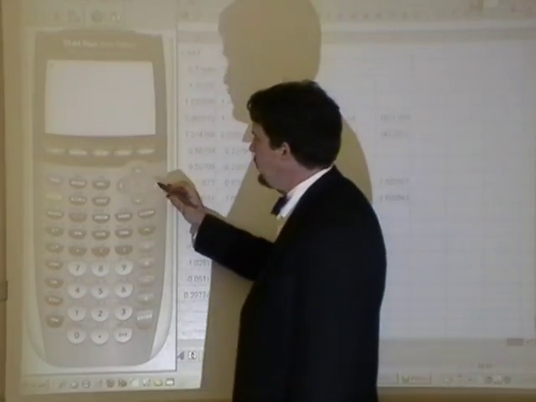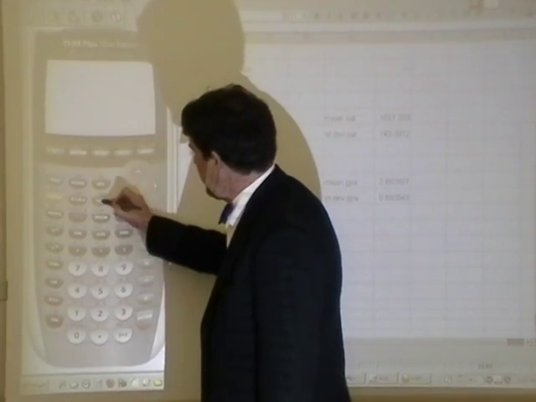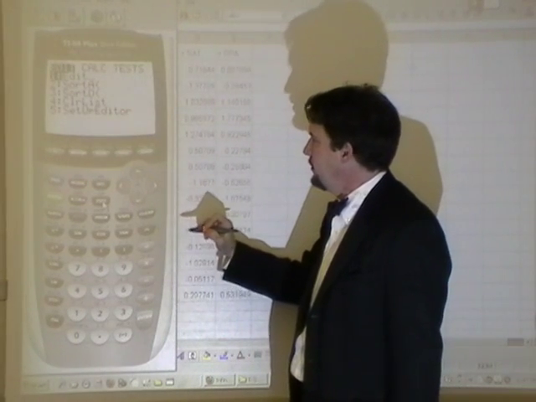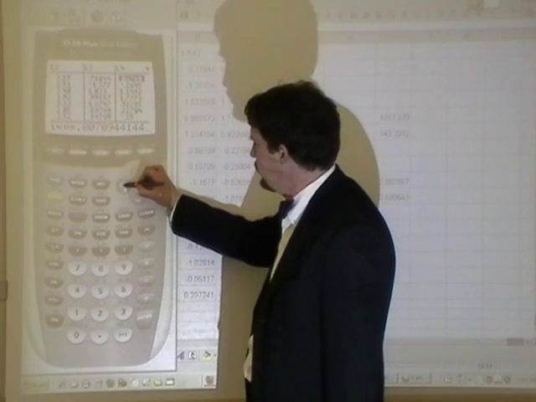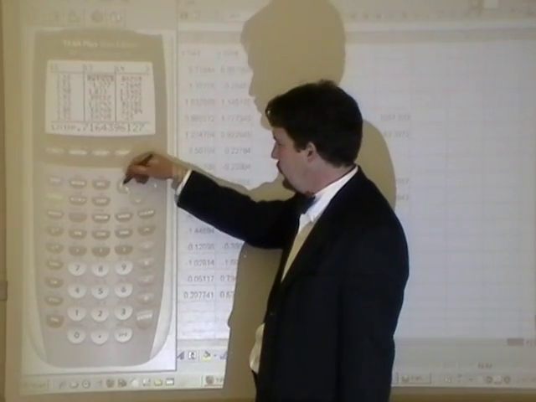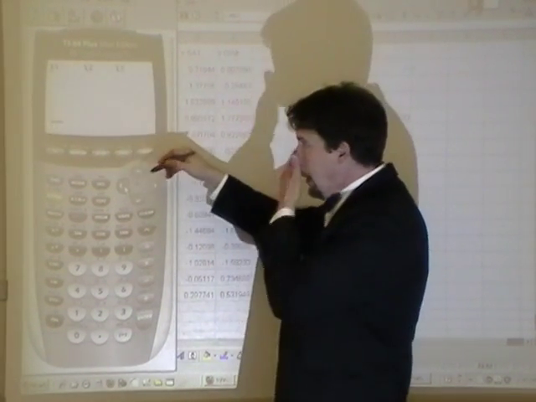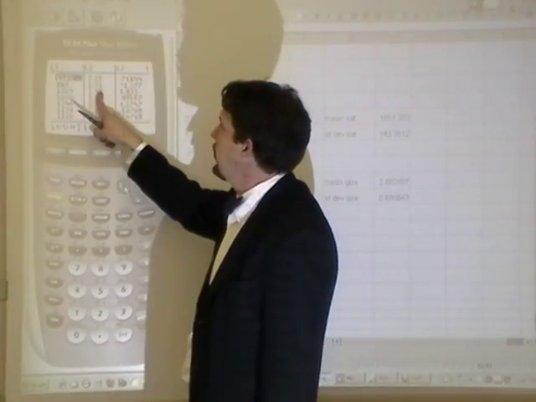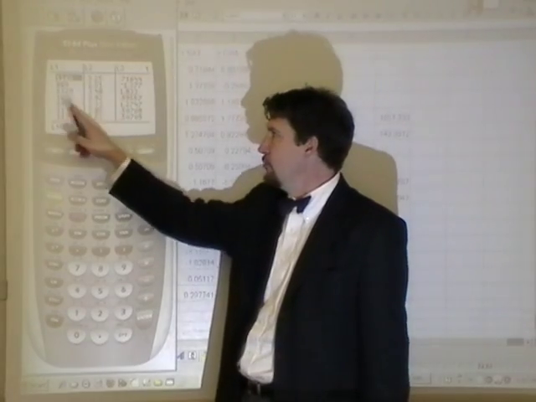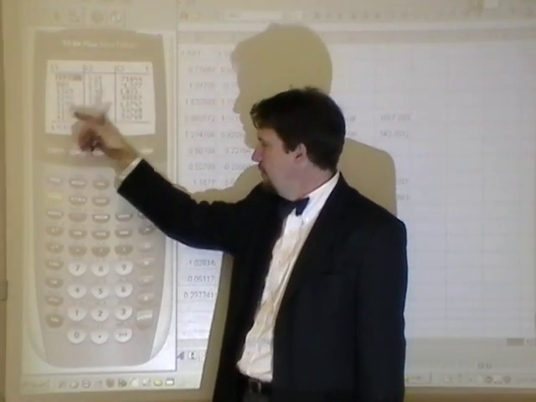If we look at it as is, and we hit stat and edit, I've got my data sets in L1 and L2, and from last time I still have the z-scores, but we're not going to worry about that just yet. Okay, I've got my data. My freshman year GPA happens to be in L2. My SAT scores happen to be in L1.